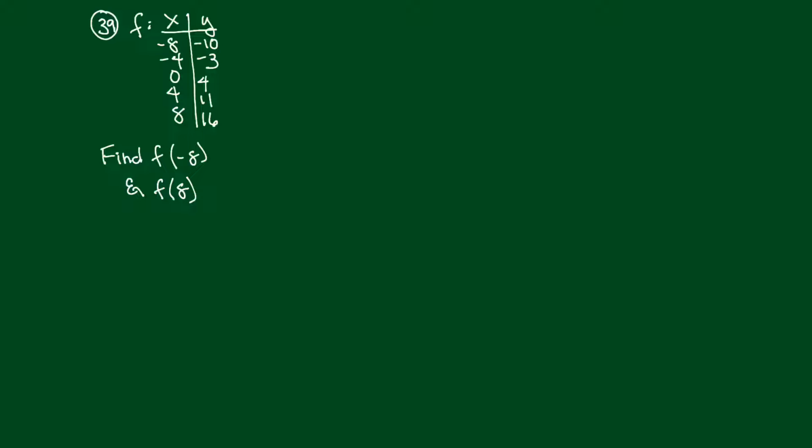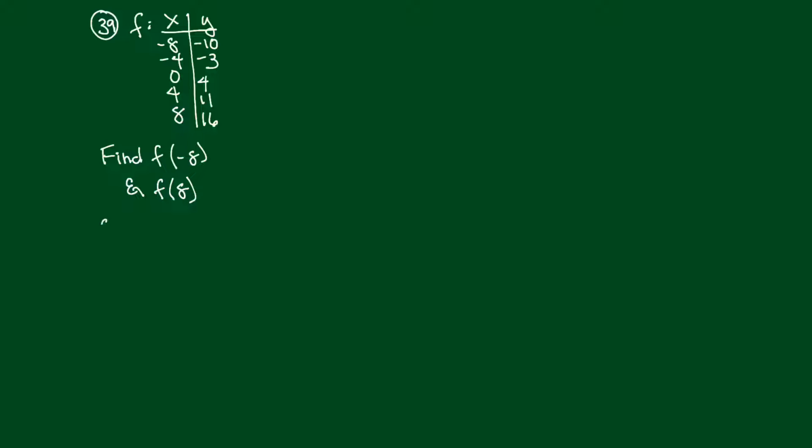Now we're given the function f. Here's the function. We're giving it a name, so instead of trying to write the whole table every time, we just call it f. So we're giving it in table form this time. Now what we want to do is find f of -8 and then f of +8.